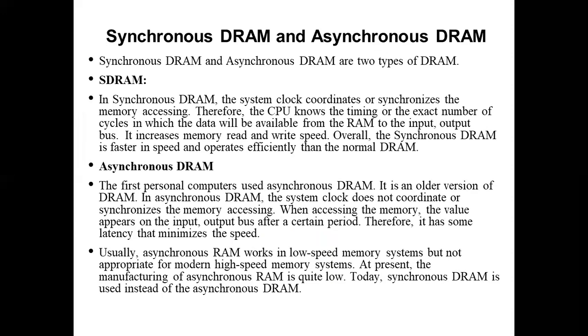These are the two methods by which we synchronize our memory, by which we make our memory work. They are called synchronous and asynchronous. This has been discussed with respect to synchronous dynamic random access memory and asynchronous dynamic random access memory. What is synchronous?